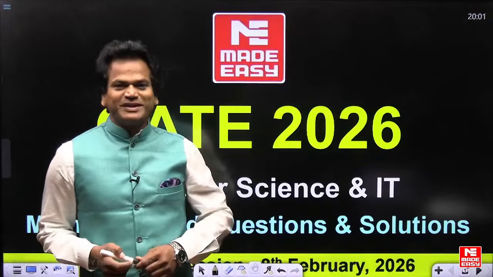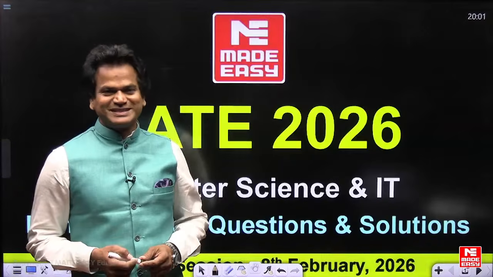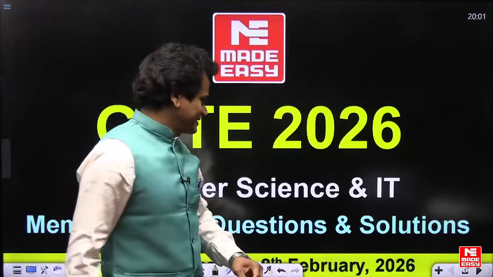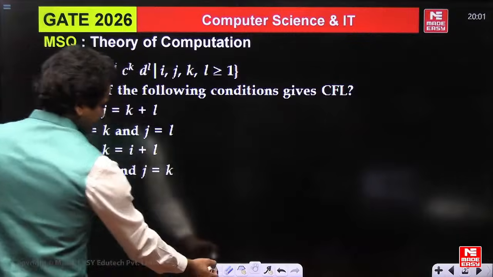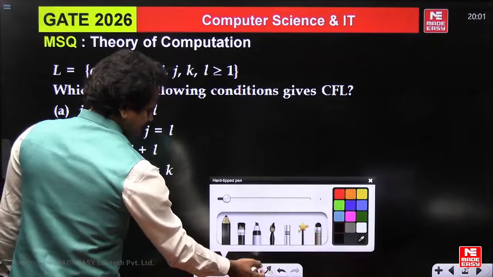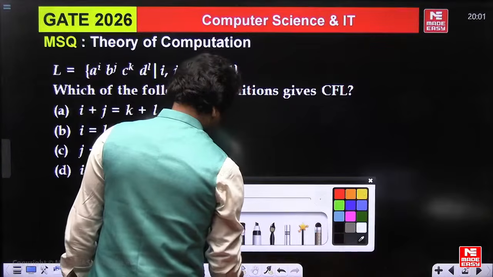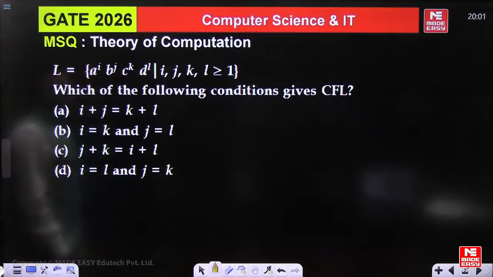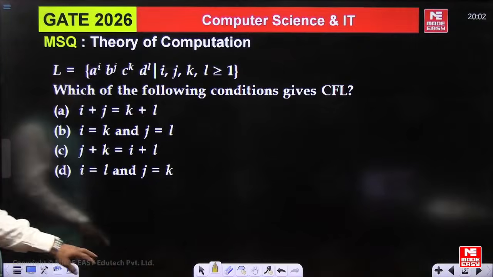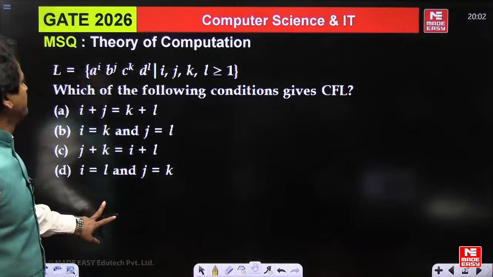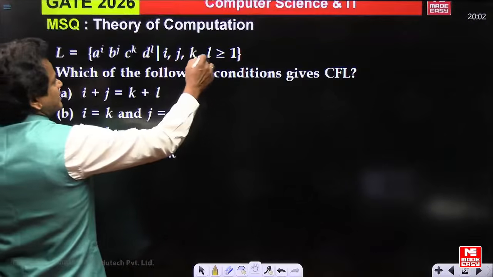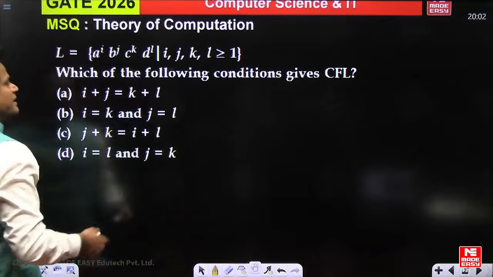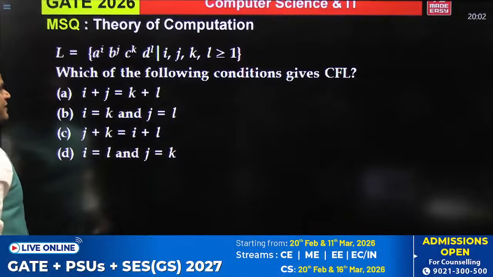On memory based, we have collected some questions in TOC and CD. So, this is the question from TOC. L equal to a^i b^j c^k d^l, where i, j, k, l are greater than or equal to 1. Which of the following conditions gives a CFL?